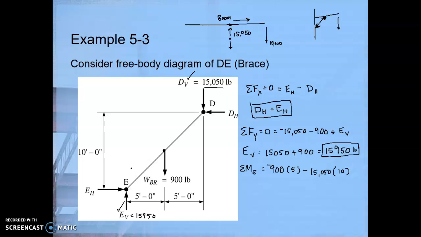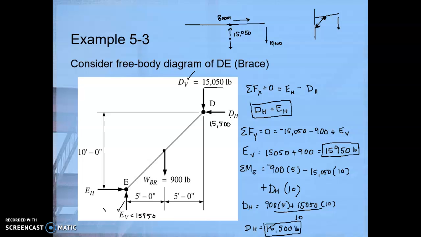And in the opposite direction, DH is going to go around in the counterclockwise direction. So it's positive DH times its vertical moment arm distance of 10. So DH is equal to 900 times 5 plus 15,050 times 10, and all of that divided by 10. So DH is equal to 15,500 pounds. Okay, and if DH is 15,500, let me fix that. 15,500 pounds, that's better. DH is 15,500 pounds.